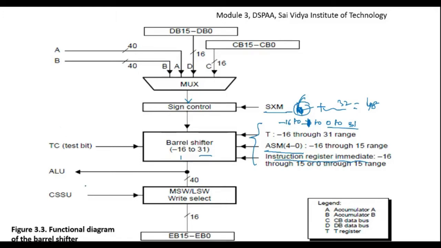And we also have a test bit, that is test bar control bit. So that is one of the input to this particular barrel shifter. So this test bar control bit also decides how many number of bits the barrel shifter has to shift. The output after the barrel shifter is of 40 bit. This output after performing the shifting is connected to the arithmetic logical unit.